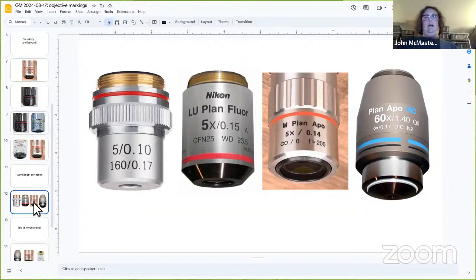So the one on the left is a so-called achromatic objective. And this is basically like, hey, I found some glass laying around. Let's make an image. And it's kind of a good best effort. Let's see some data from the microscope.